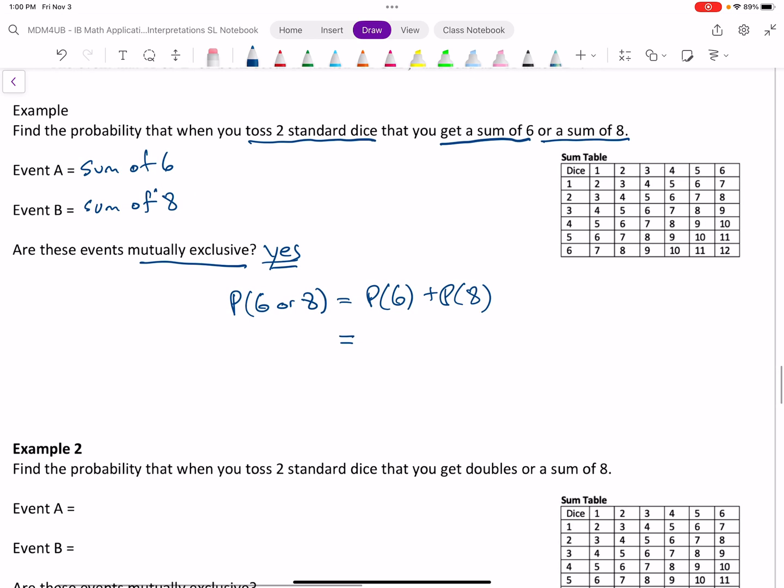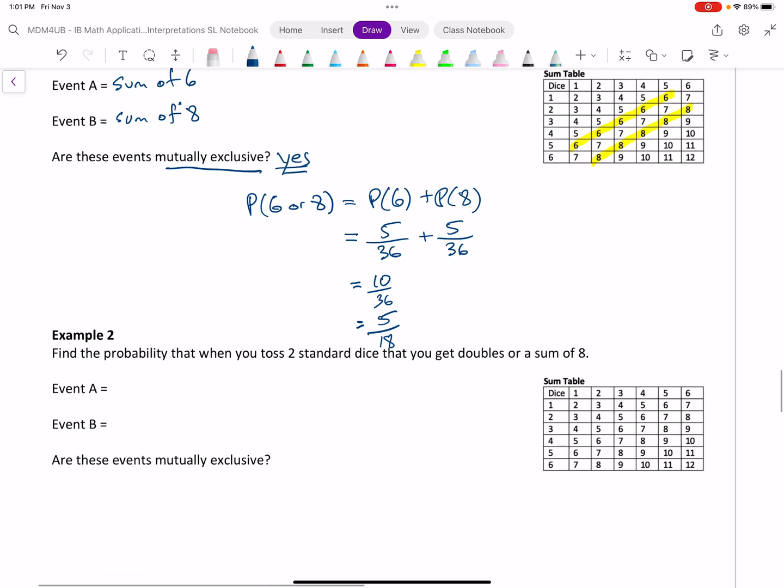And I've got the little table we created from before, just in case you've forgotten. Here's my sum of 6 right there, and here's my sum of 8. If you count out each of those, there are 5 possible outcomes for a sum of 6 out of 36, and similarly with 8, we get 5 out of 36. We're just going to simply add those together. There's no overlap between those two. So we end up with just 10 out of 36, which you can simplify into 5 out of 18. Pretty straightforward.